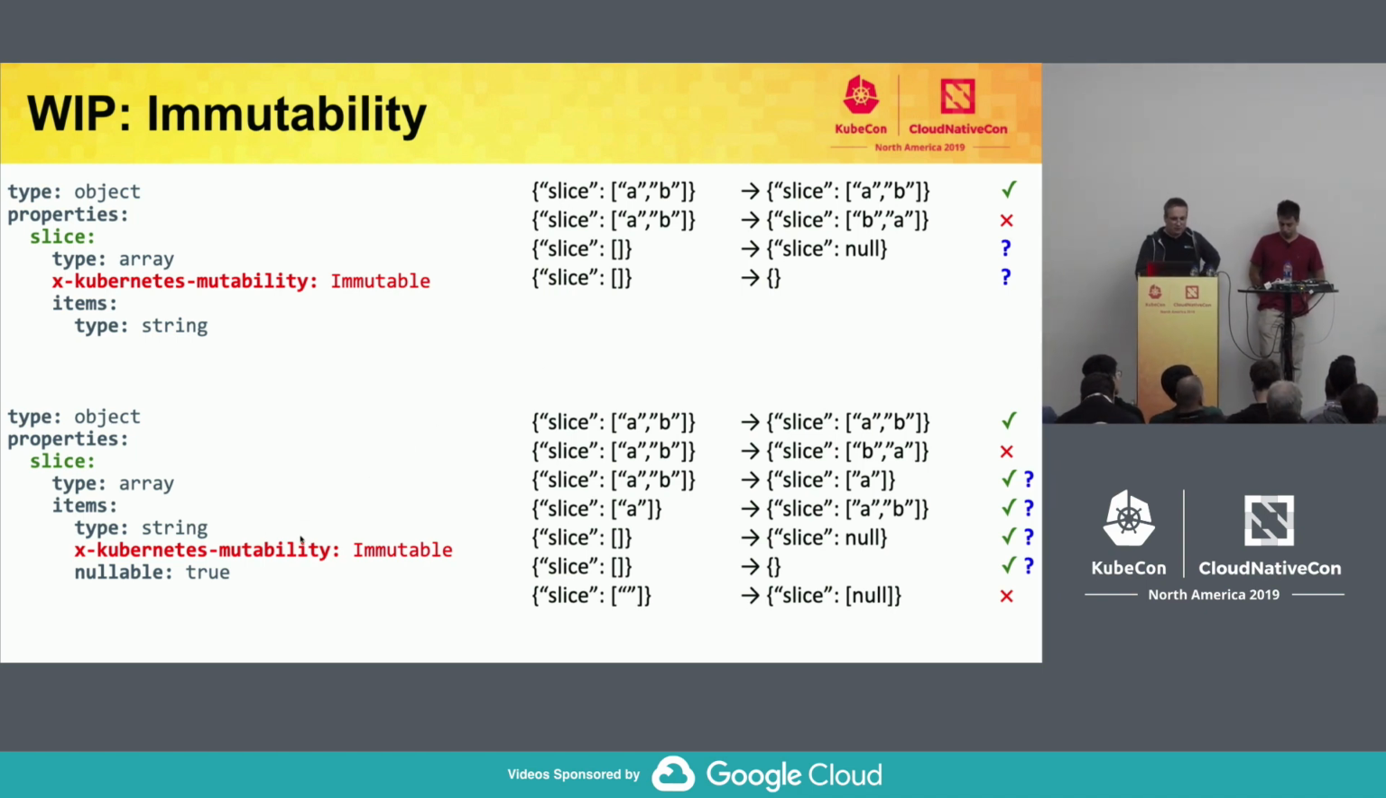There's a second way to put immutability on something. Here it's put on the items. So not only the whole array is immutable, but the items individually. So every item should be unchangeable. And if you do that, we get similar cases first. Order change is not a good idea. We want to reject that.